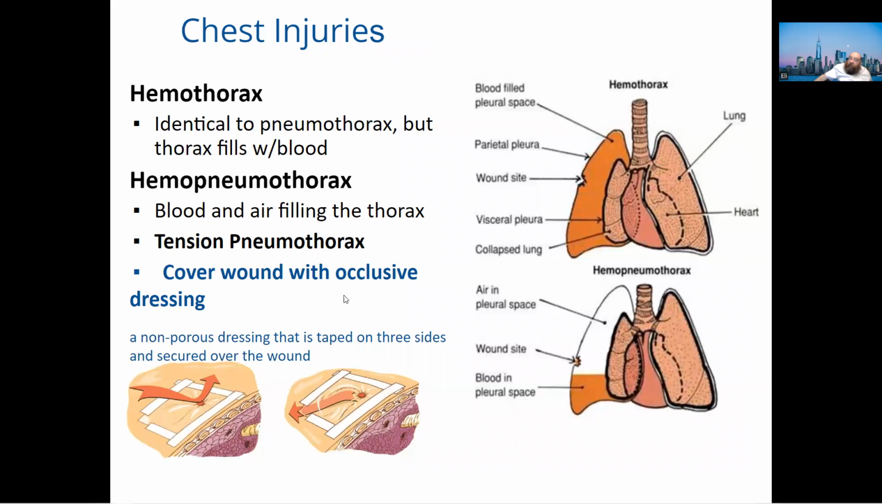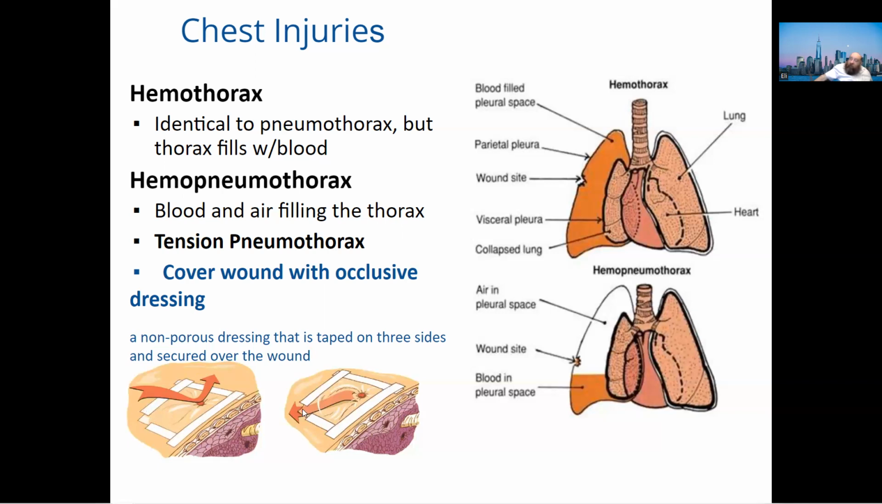All right, let's go back to our pneumo or hemothorax. Let's talk about what's going on. So this is an occlusive dressing, right? We've seen it once with the neck. Now we're going to use it here. And as you see, here's the hole. And we took some sort of plastic, some non-porous material. We taped around. And we made an occlusive dressing, okay?